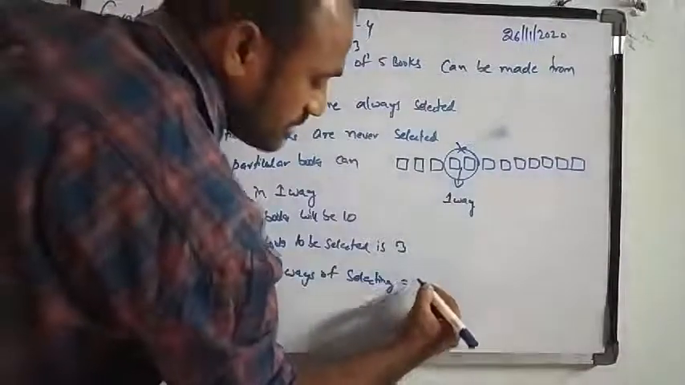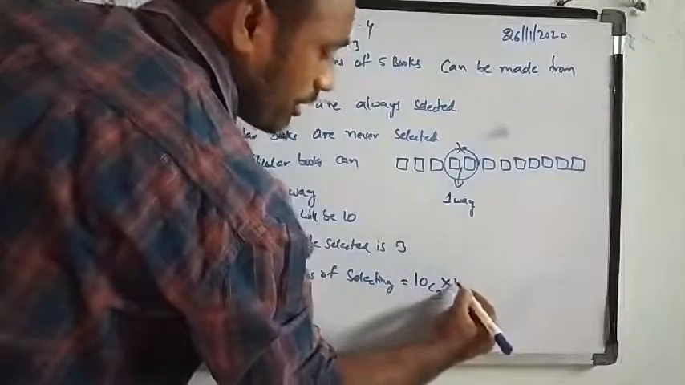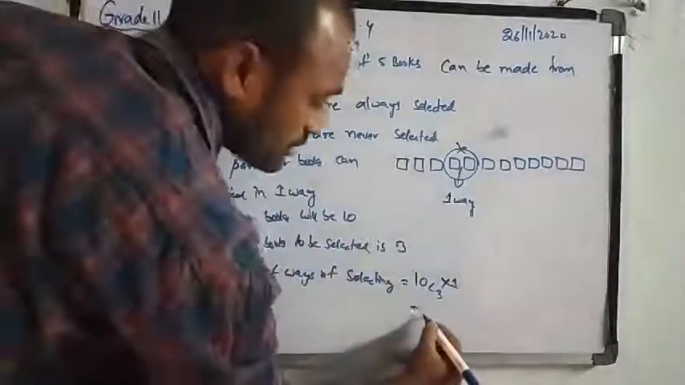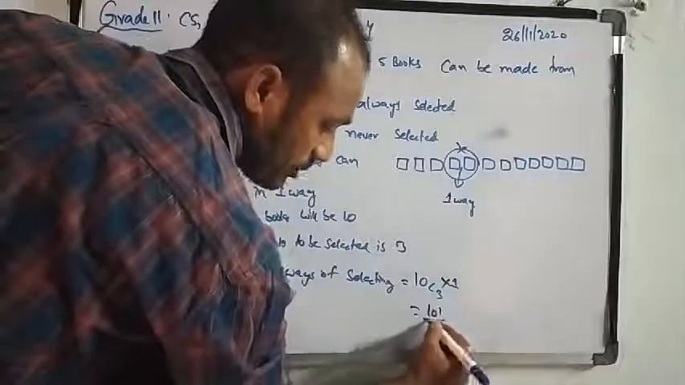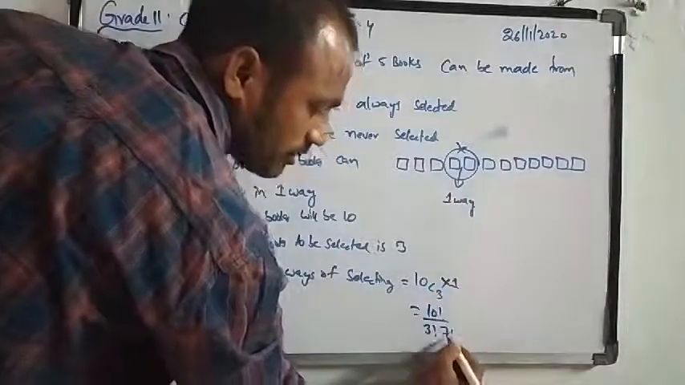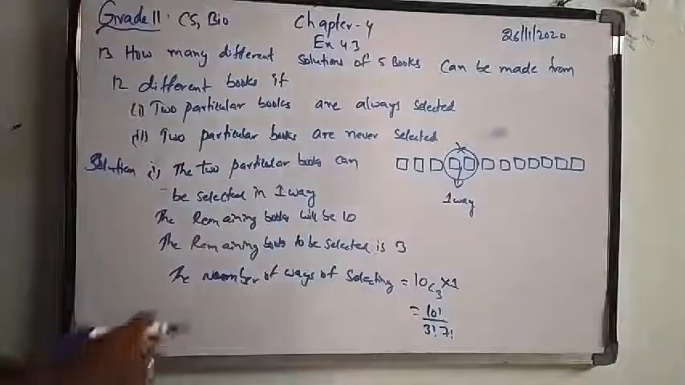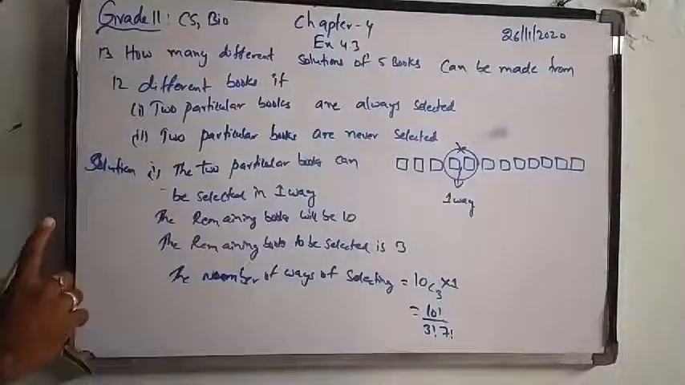So the number of ways of selecting is given as 10C3 into 1 way, which we have already selected. So 10C3 can be written as 10 factorial by 3 factorial into 7 factorial, that is n minus r factorial. If you do further simplification, you are going to get the number of ways of selecting with the 2 particular books.